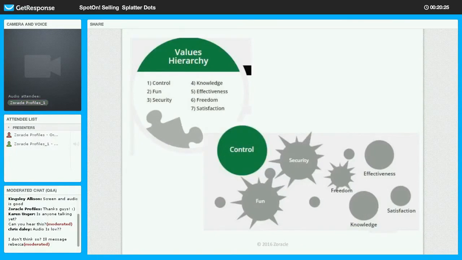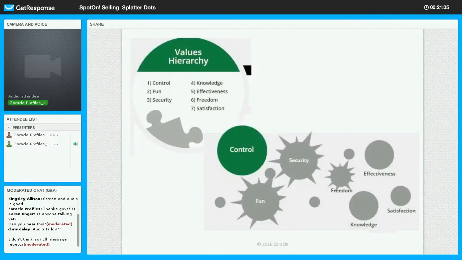So here's an example of a prospective franchisee who has 3 splatter dots. Splatter dots: fun, security, and freedom. Now please notice that these dots are by size and in order of what the hierarchy of values are. So fun is the number 2 value. Security, the number 3 value. And freedom here, a smaller dot, is number 6. So what's exerting energy here is fun, security, and freedom to a lesser extent.